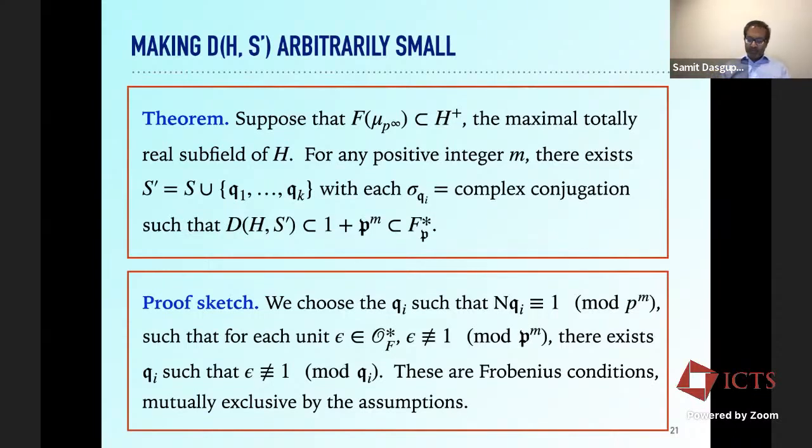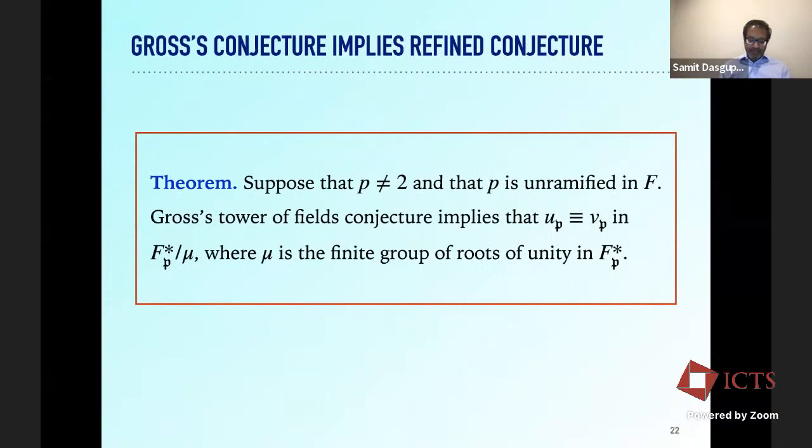So the details of this proof are given. But long story short, it's basically just the Chebotarev density theorem applied correctly. All right, so putting everything that I've said together, the conclusion is that Gross's conjecture implies the refined conjecture.